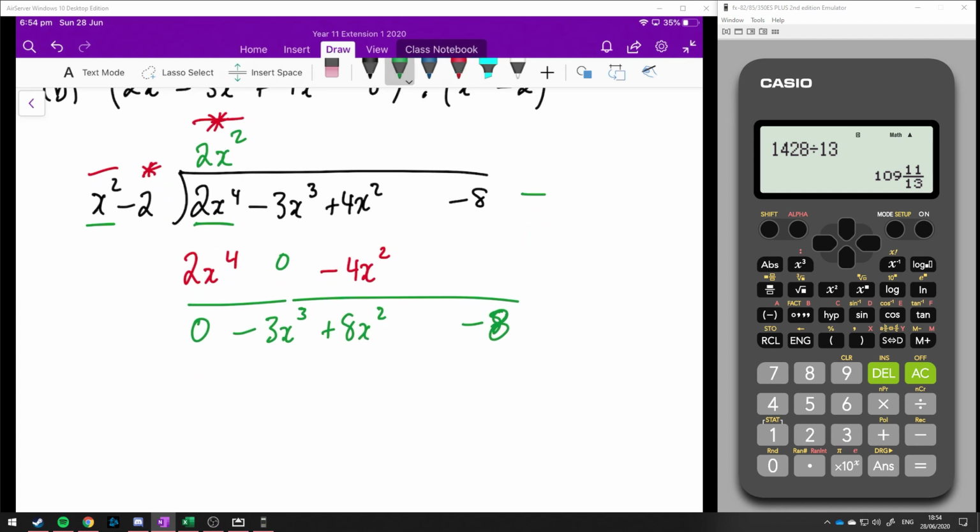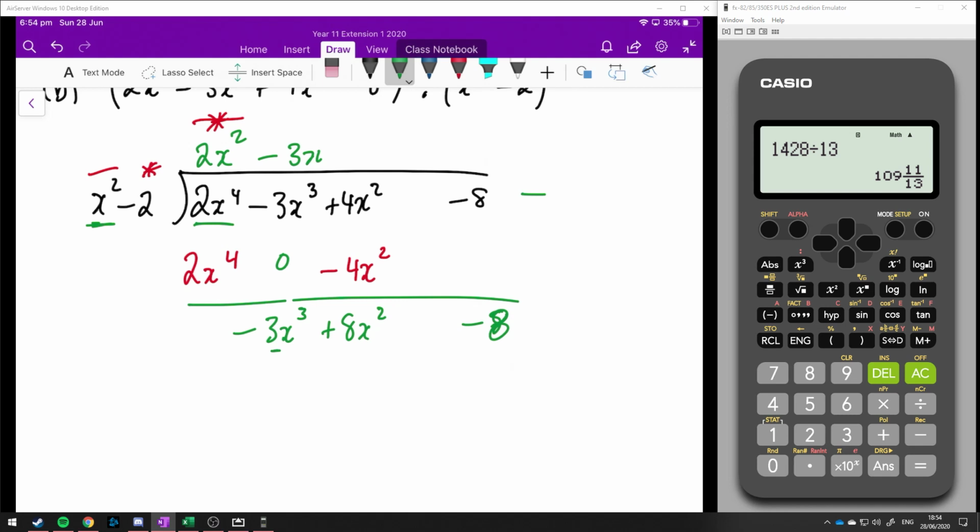Next step, we're going to divide our first value here. So the 0 is going to disappear because we don't need it anymore. Now we're going to divide our minus 3x cubed by our x squared. So we're going to divide this one here by this one up here. So we're going to get minus 3x. Okay, so minus 3x cubed divided by x squared is minus 3x.